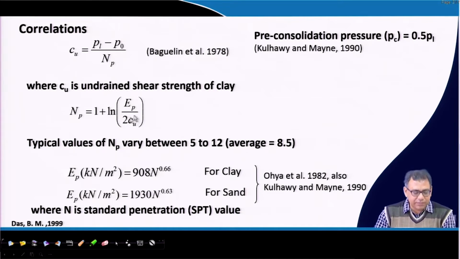Another case: if you directly use NP, which varies from 5 to 12 with an average of 8.5, then also I will get the Cu. The EP value I can also correlate with the SPT N value, for clay and sand. The pre-consolidation pressure PC I can also get by using this correlation, half into PL.